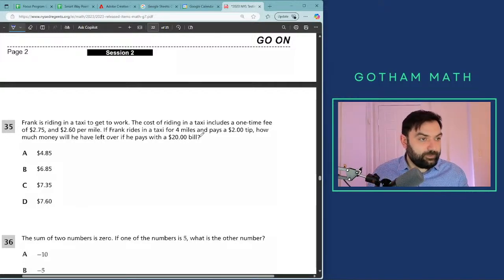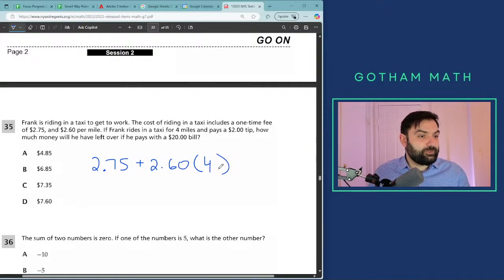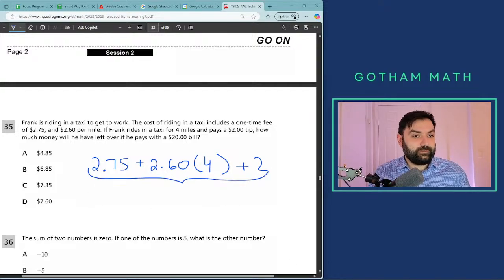All right, so how much is he going to spend? The cost of riding a taxi, including a one-time fee of $2.75. Okay, so $2.75 is a one-time fee, right? That's what he's going to pay no matter what. Plus $2.60 per mile. But how many miles? It's per one, right? But he rode 4 miles, so we're going to have to multiply that by 4. Plus we're going to leave the tip, right? So we're going to have to calculate that. That's going to be his total bill.